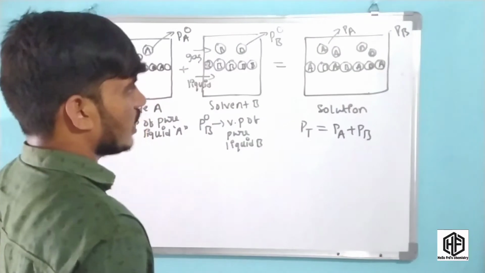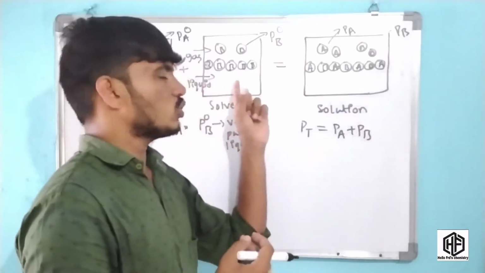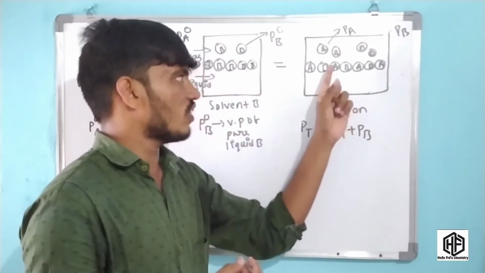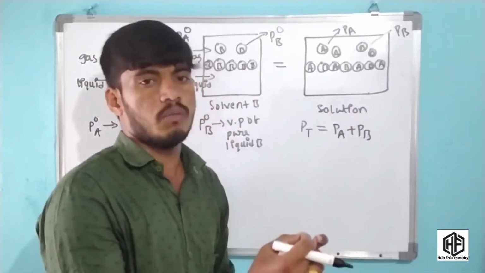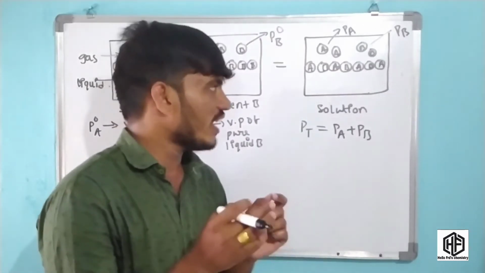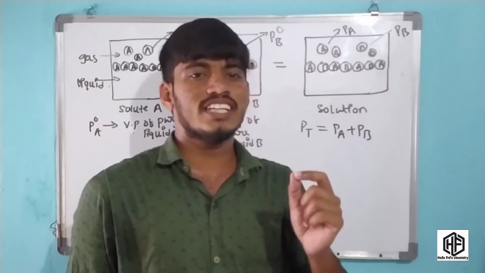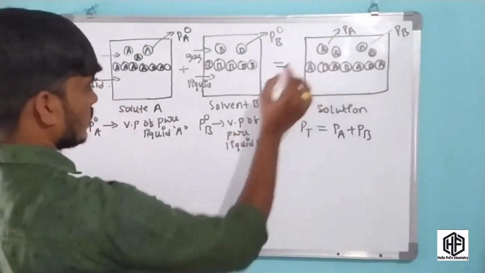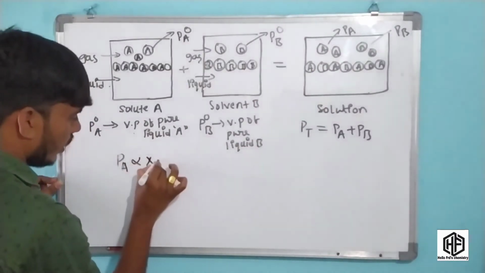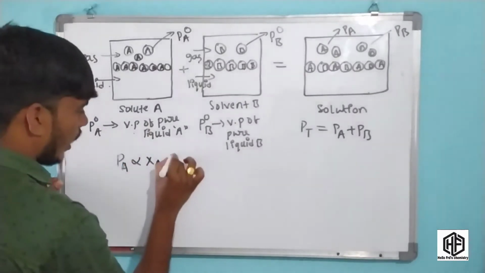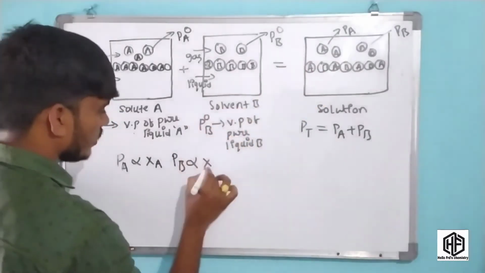Now Raoult's law says that the partial pressure of a volatile substance, because these two are volatile substances and this is a volatile solution, the partial pressure of each component is directly proportional to its mole fraction in the solution. Raoult's law says that the partial vapor pressure PA is directly proportional to the mole fraction of that component, zeta A, and the partial pressure of B is directly proportional to the mole fraction of that component, zeta B.